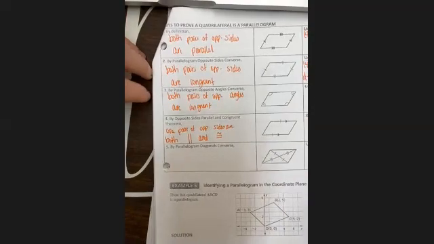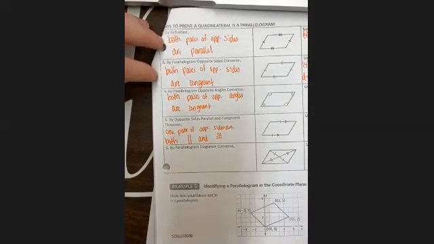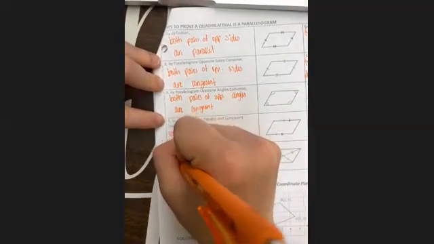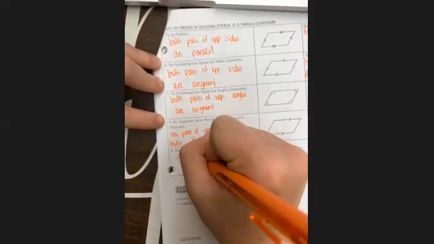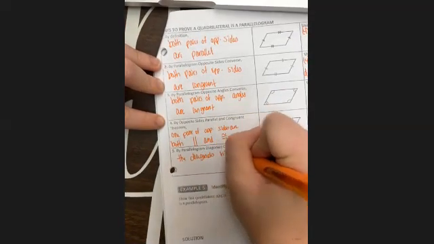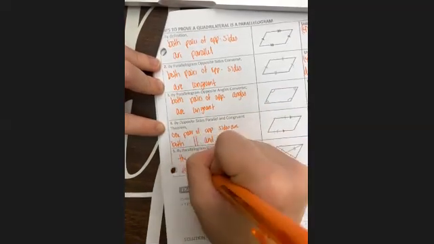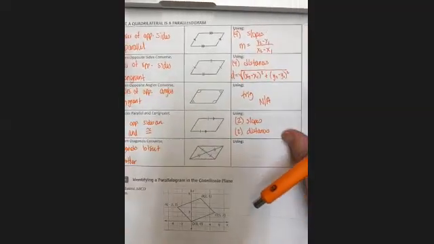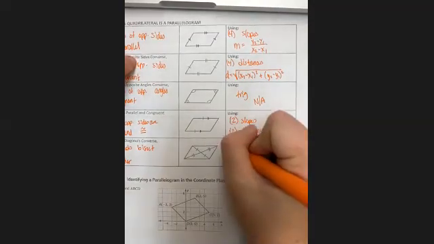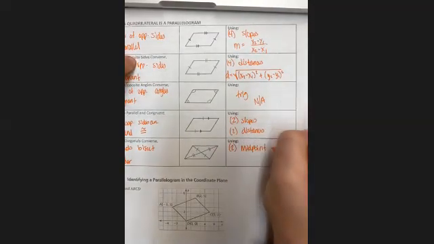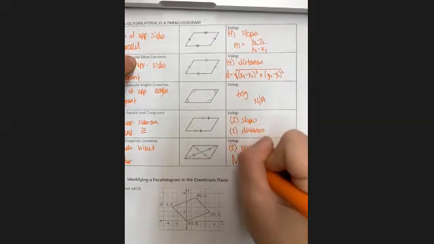Okay, and the 5th one is by the parallelogram diagonals converse. This tells us that the diagonals of a parallelogram bisect each other. Well, if the diagonals bisect each other, they're cutting each other in half, so they meet at the midpoint. So we would do 2 midpoints. And here's your midpoint formula.